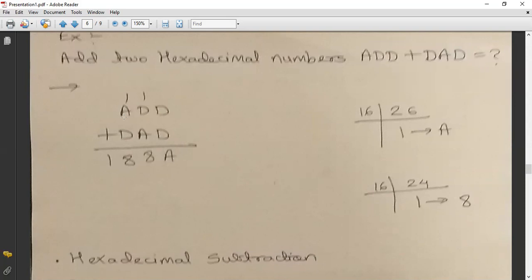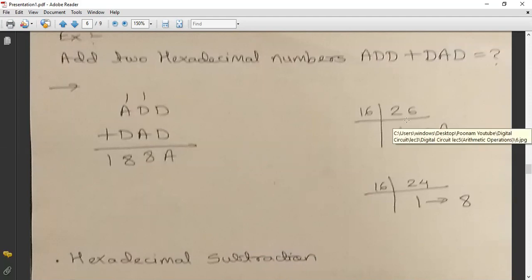Fine. See, we are going to write the equivalent numbers for these alphabets in hexadecimal form. Everybody knows that A is what? 10 in hexadecimal form. D is what? D is 13. And again D is 13. Fine. Now we are going to perform addition. We have found the value for D. D is 13. So 13 plus 13. 13 plus 13 is 26.